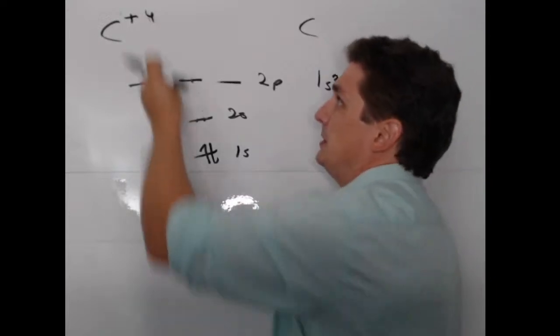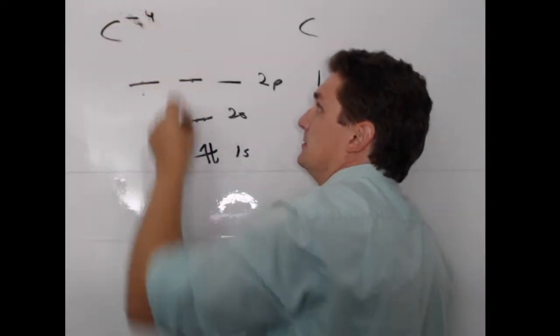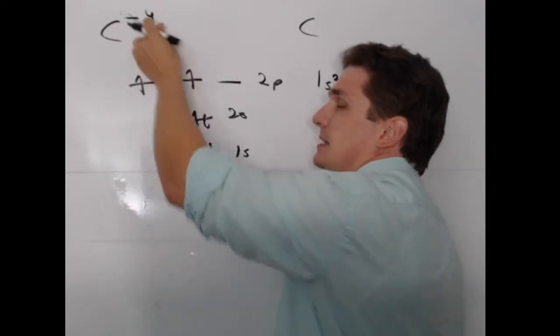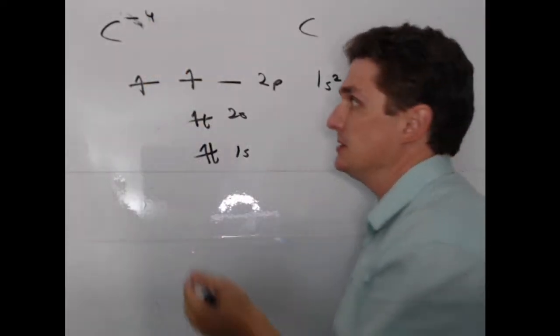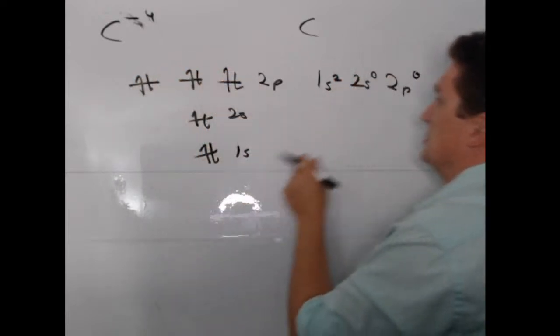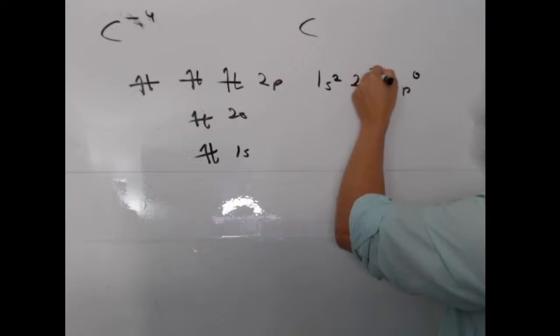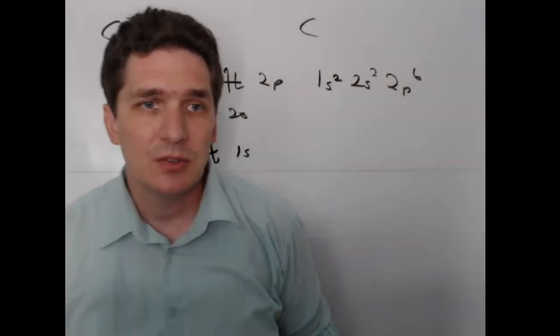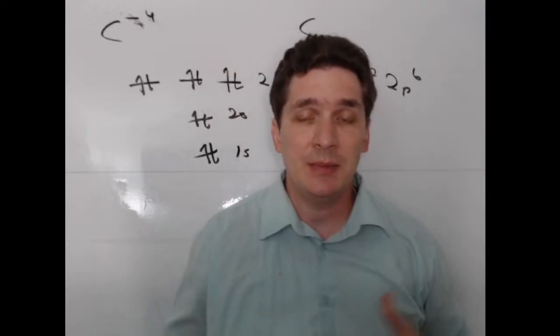Conversely, if we went to carbon -4. So carbon's going to start out with its 6 electrons. This -4 means that there's 4 additional electrons. So we go 1, 2, 3, 4. So we have 1s2, 2s2, 2p6. So the only thing that these charges tell you is how many electrons you're going to lose.